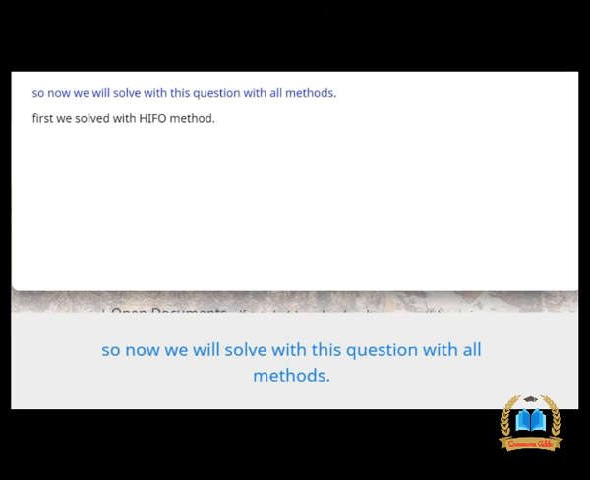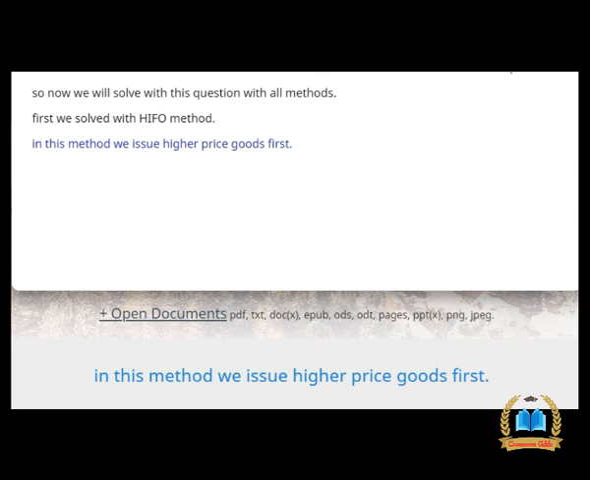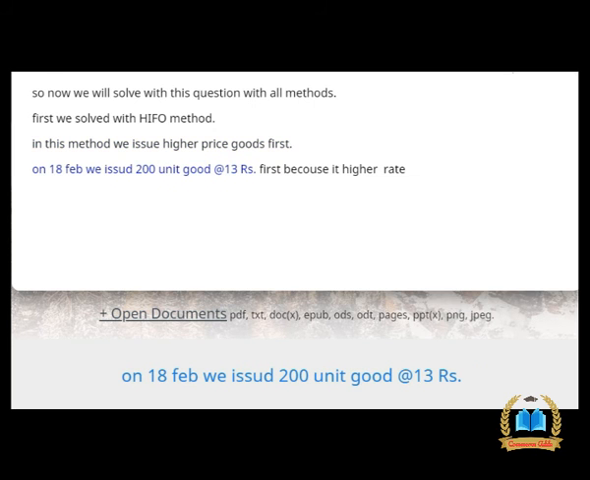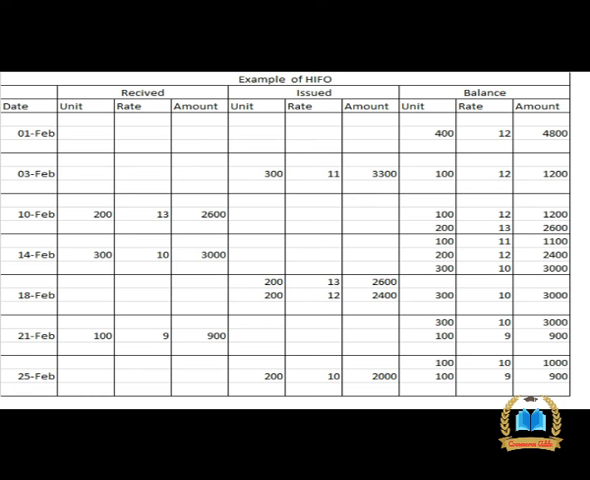So now we will solve this question with all methods. First we solve with the HIFO method. In this method we issue higher price goods first. On February 18th we issued 200 units of goods at 13 Rs first because it is higher. Also on February 25th we issued 200 units of goods at 10 Rs first.